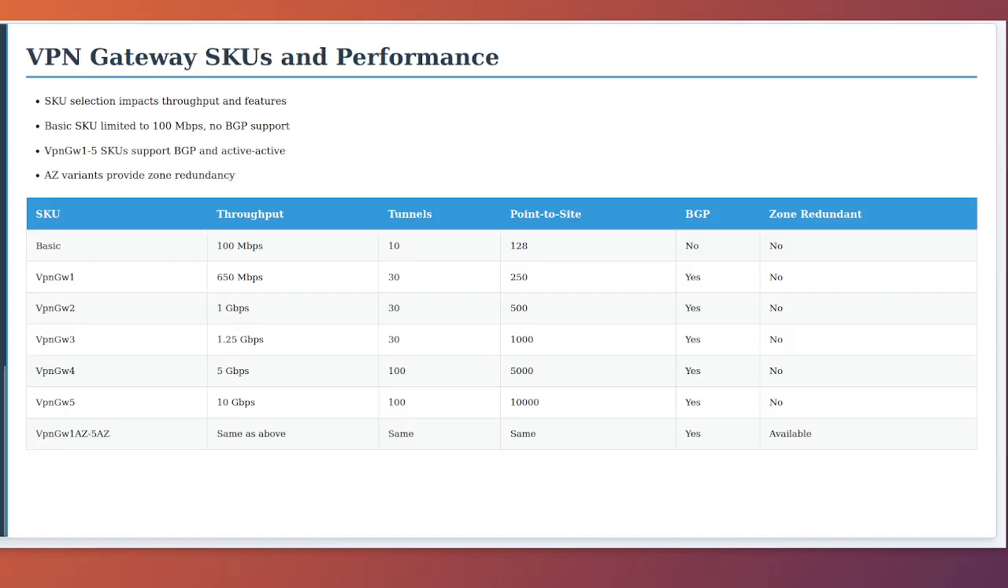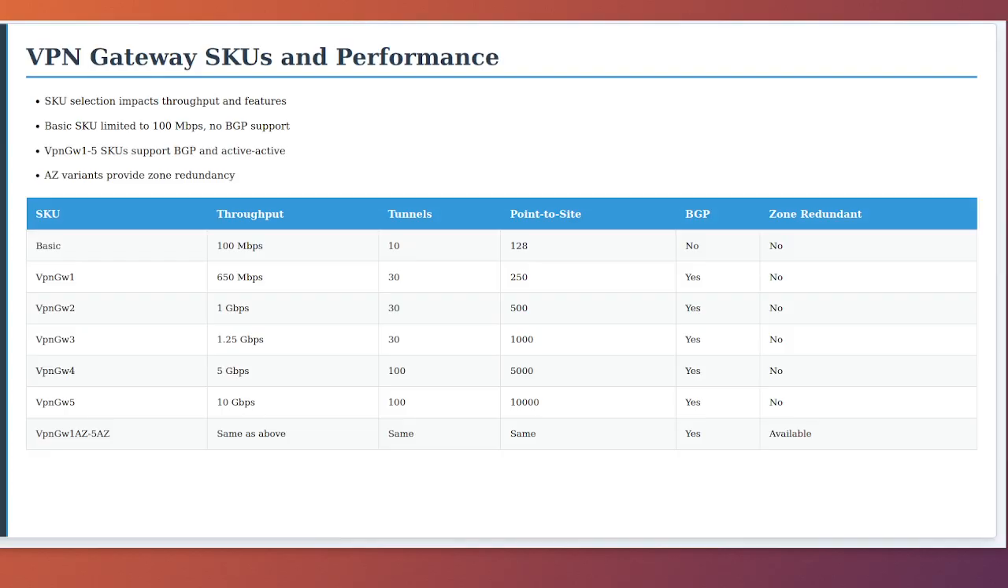The BGP column indicates BGP support with no for basic and yes for all VPN GW SKUs. Finally, the zone redundant column shows no for regular SKUs and available for the AZ variants.